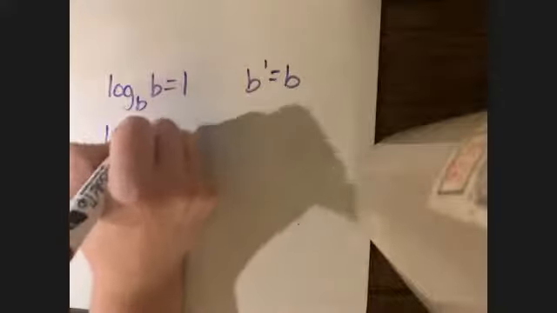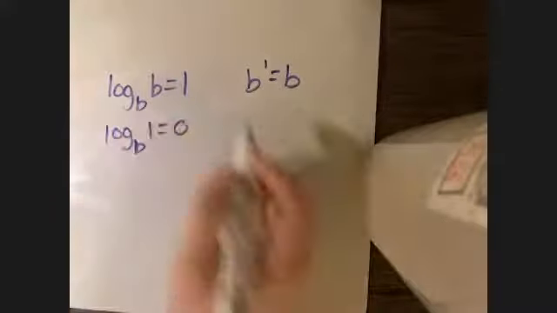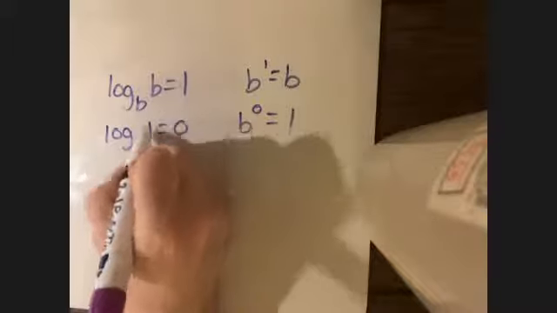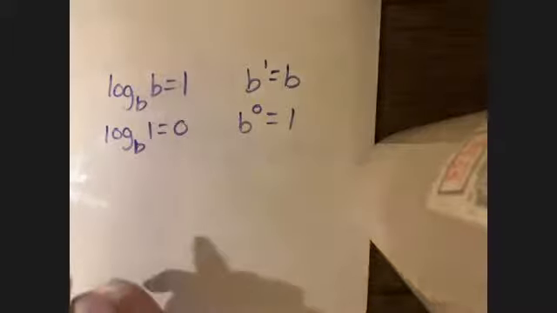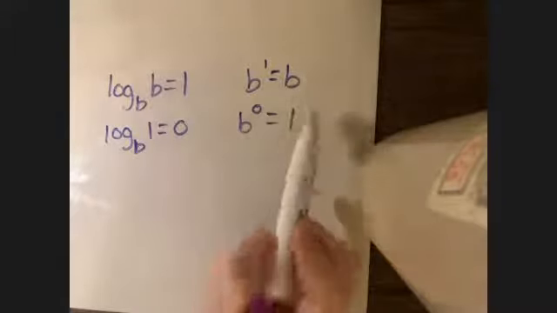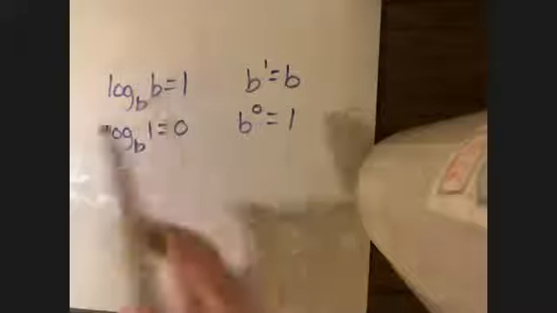Okay, we have log base b of 1 is 0, and that is because b to the 0 equals 1. Now, the other thing with this is basically they took rules that we knew and wrote them in log form.